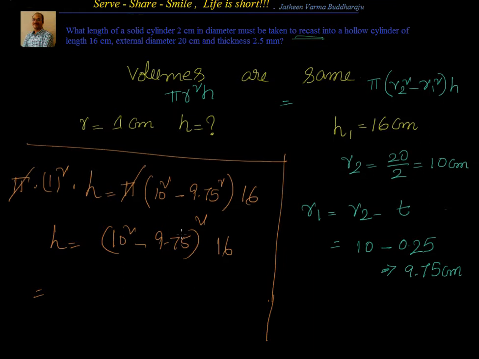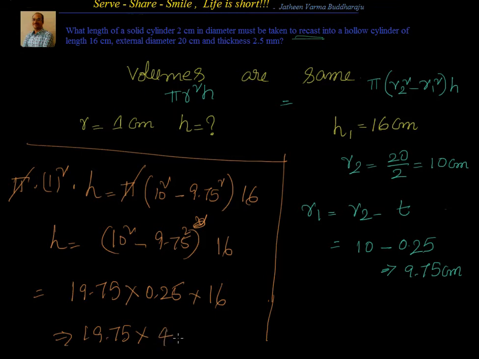A square minus b square, I can write as a plus b into a minus b, that is 19.75 into 0.25 into 16. Now if I simplify that, I will have 19.75 into 16 into 0.25, which is 4. So I will have 79 centimeter. So the length of the solid cylinder is 79 centimeter.